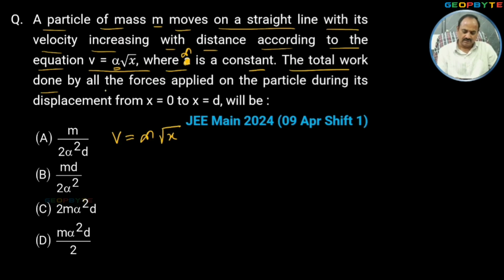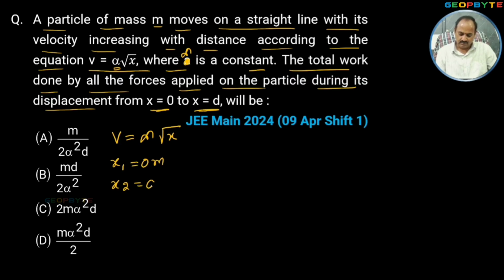The total work done by all the forces applied on the particle during its displacement from x equal to 0 to x equal to d. That means x1 equal to 0 meter, x2 equal to d meters. You are asked to decide work done. Work done equal to how much?